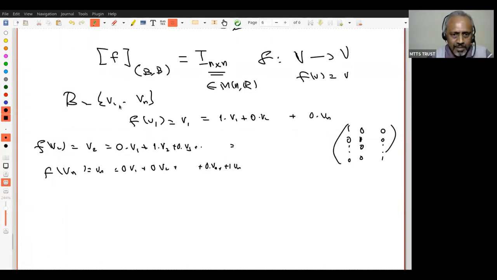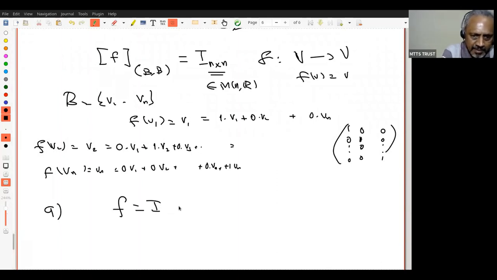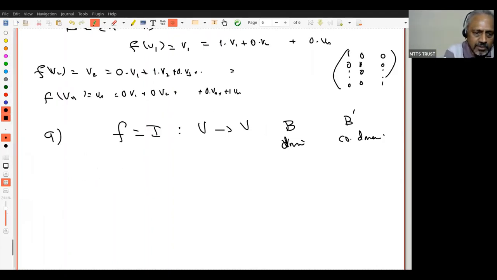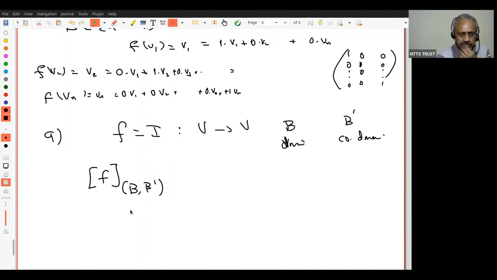Yeah, but now comes the next thing. Suppose the same thing, F is the identity map from V to V, but now I choose a B dash which is different. So this is the ordered basis for the domain. This is the ordered basis for the codomain. Okay, B dash need not be equal to B. You understood? Then I want to know what is the matrix representation of F with respect to this choice of ordered bases B and B dash. B for the domain, B dash for the codomain. Can you guess what it is?